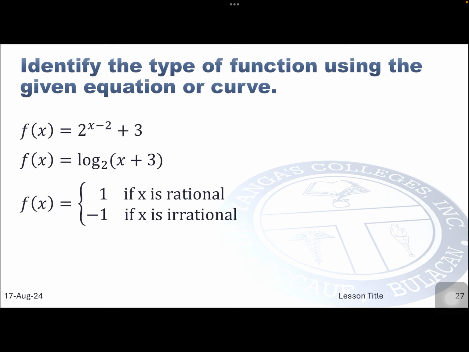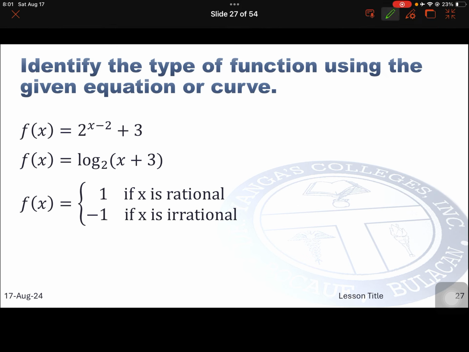But before we end, let's try to answer some questions. For this one, we have to identify the type of function given the equation. So for the first one, we can observe that it has exponents. And the exponent here has a variable. So the type of function of this function is called the exponential.